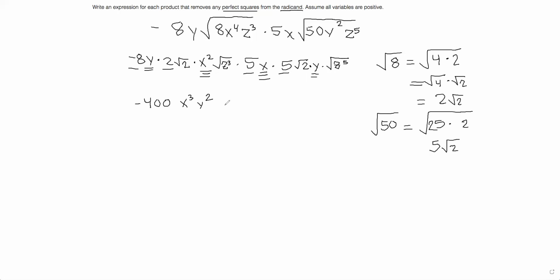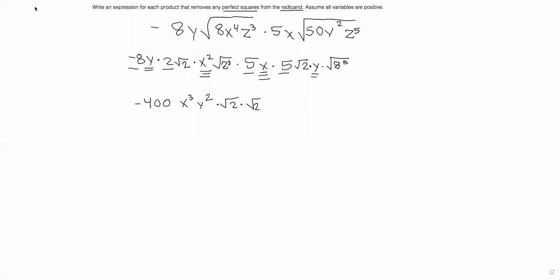All right, fantastic. Now we just want to deal with the radicals. So we still have a square root of 2 we haven't done anything with. And then we still have another square root of 2 over here. So we have 2 of those square roots of 2 right there. And then we have this square root of z cubed. Now this part's kind of tricky. You may not know what to do here. Let's see if we can break it up in a similar way to what we did with 50 and what we did with 8.